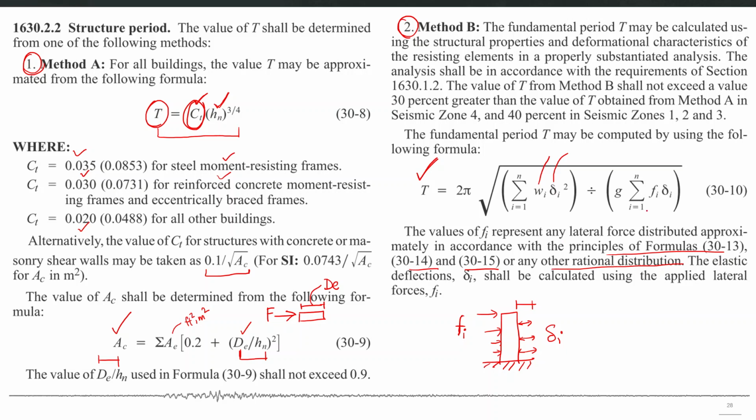This expression basically is based on the assumption that you can idealize your structure as a single degree of freedom system. So basically this expression is very similar to the expression for time period we have for a single degree of freedom system, which is 2 pi times the square root of m over k.